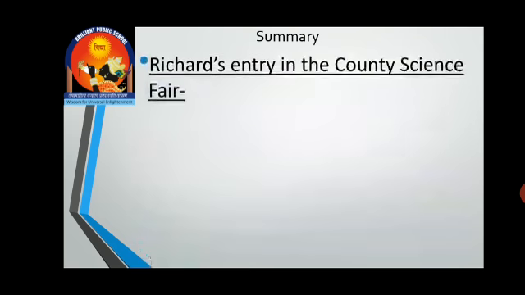Richard's entry in the County Science Fair. Richard was in 7th grade when he realized what true science is. He displayed his slides of frogs at the county science fair but did not win any award. He realized the winners in the fair had tried to do real experiments. He decided that next year he would also do a real experiment.